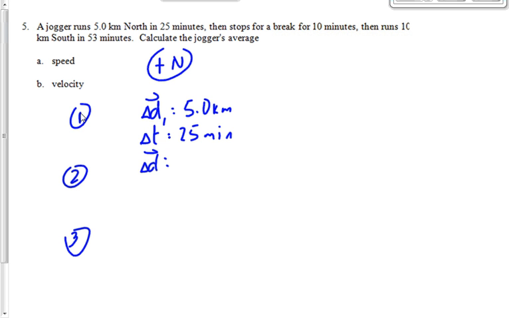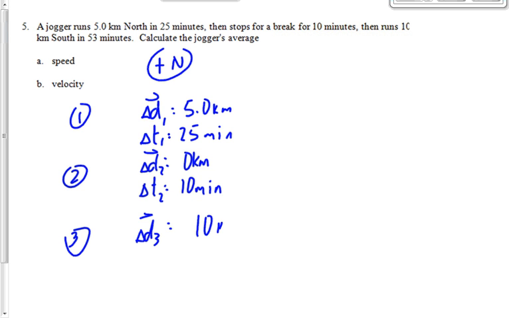0, right? The jogger stops for a break. So displacement 2 is 0 kilometers. And the time in stage 2 is going to be 10 minutes. And in stage 3, we're going to say the displacement is 10 kilometers.